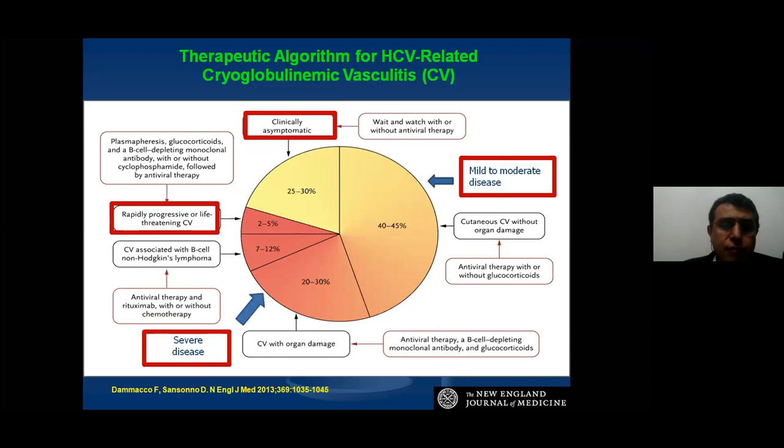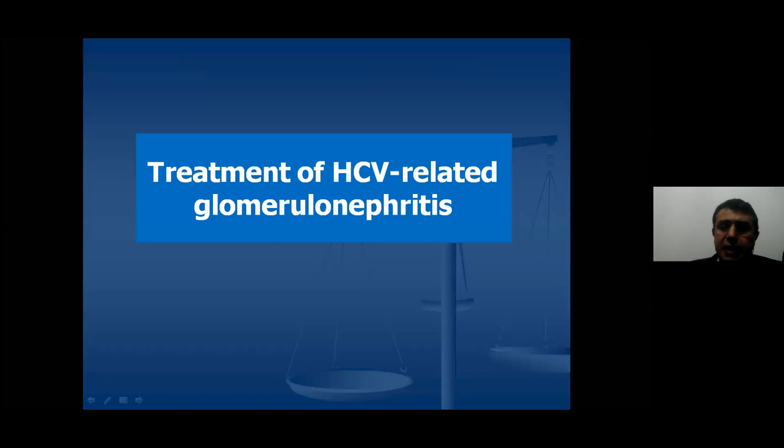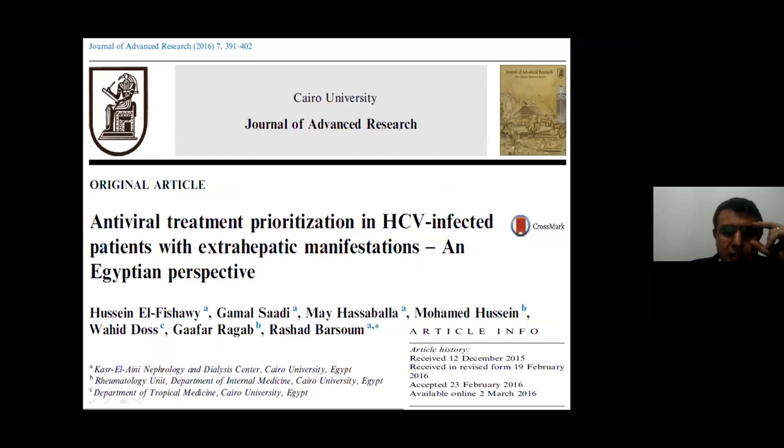How can we treat hepatitis C virus-related GN? Of course, we were very concerned about that, and in Qasr Al-Ainy, with my dear professors in this meeting, Professor Dr. Gamal Saadi and Professor Dr. Maya Hassaballa, with my great teacher, Dr. Rashad Barsoum, and other professors, we made this paper on the importance of management of HCV in patients with extrahepatic manifestations.